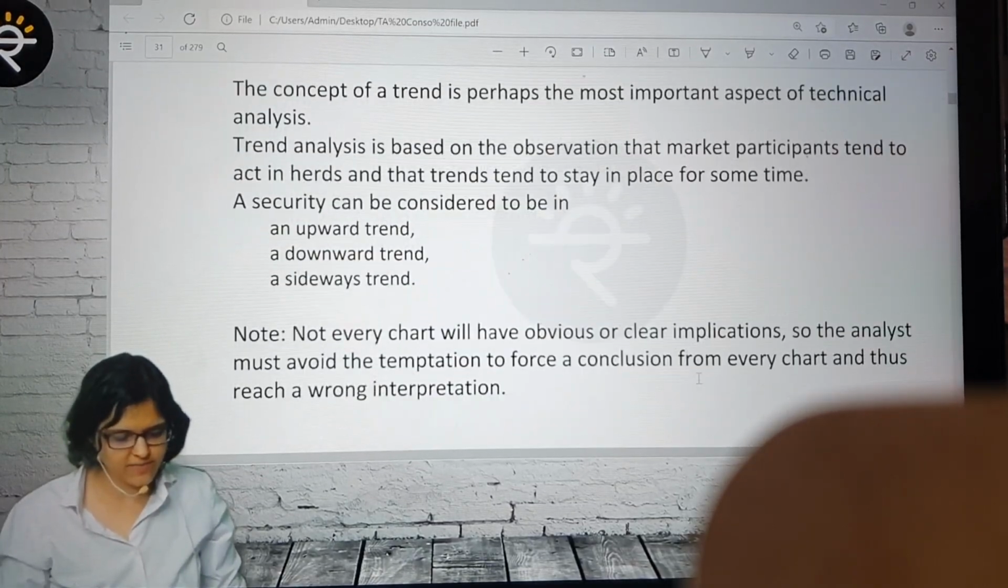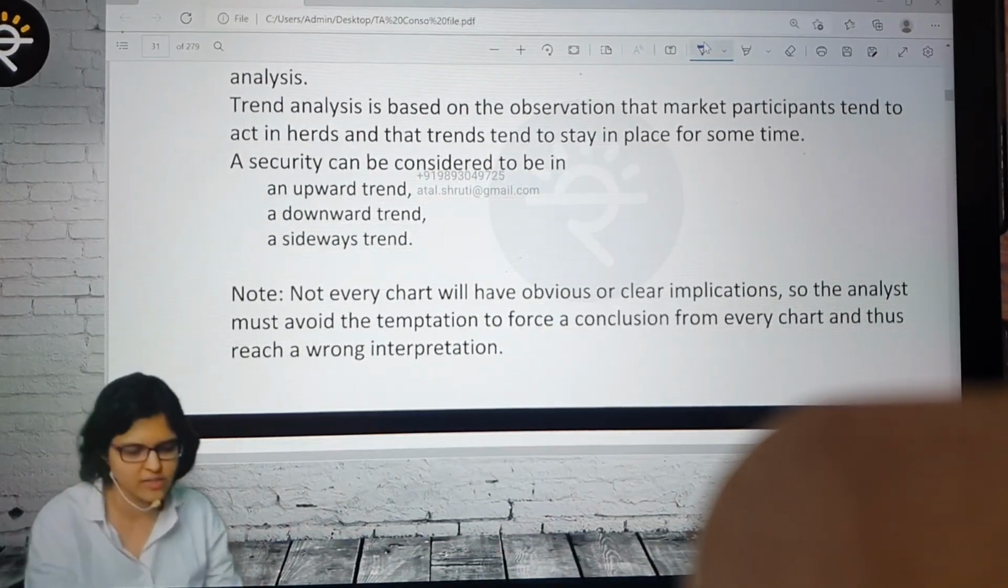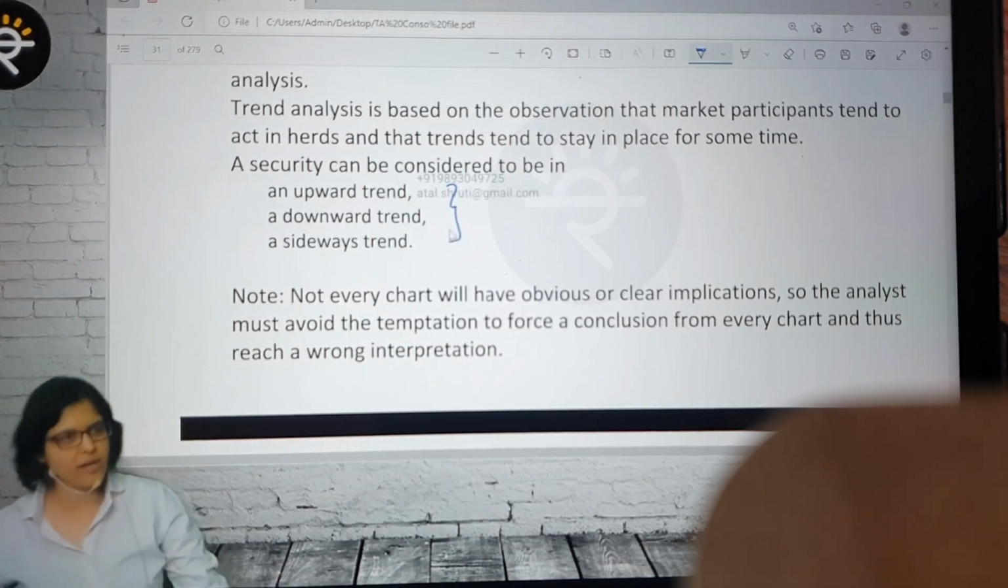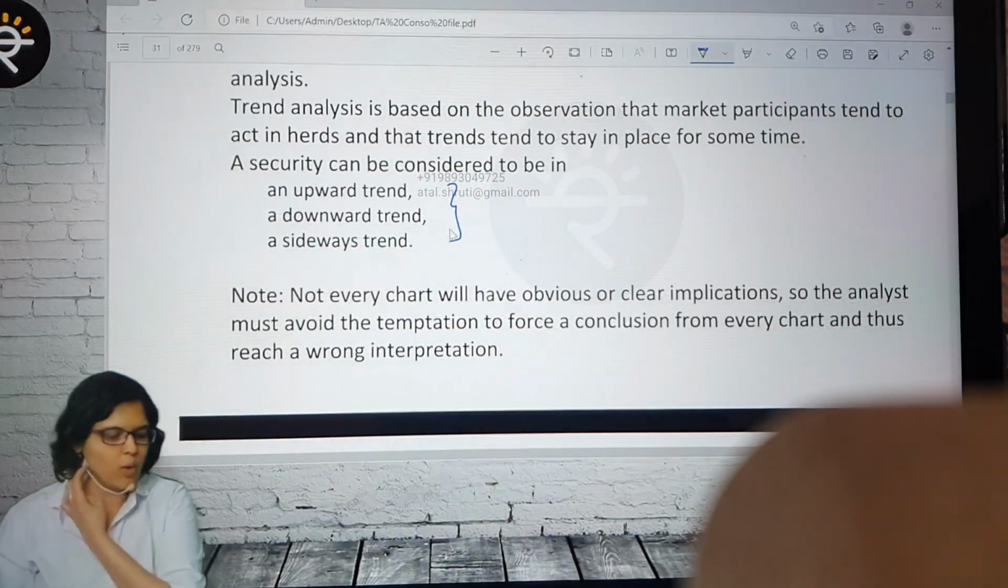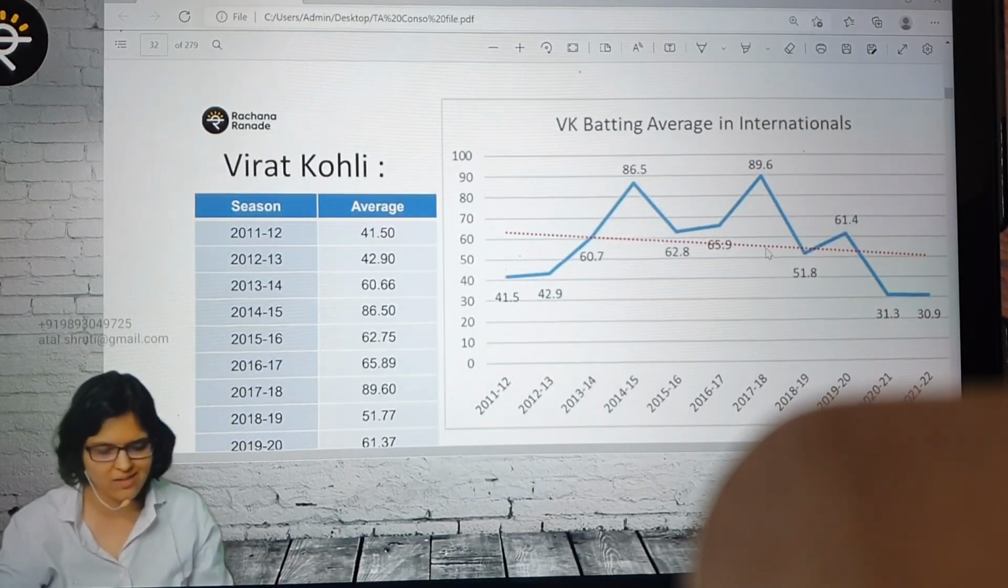So we are now on trend analysis. And before going for a break, I told you that we have already discussed the three types of trends. One is an upward trend, one is a downward trend, one is a sideways trend. Correct? What does an upward trend look like? We immediately want to see some charts so that there is a visual in front of you.